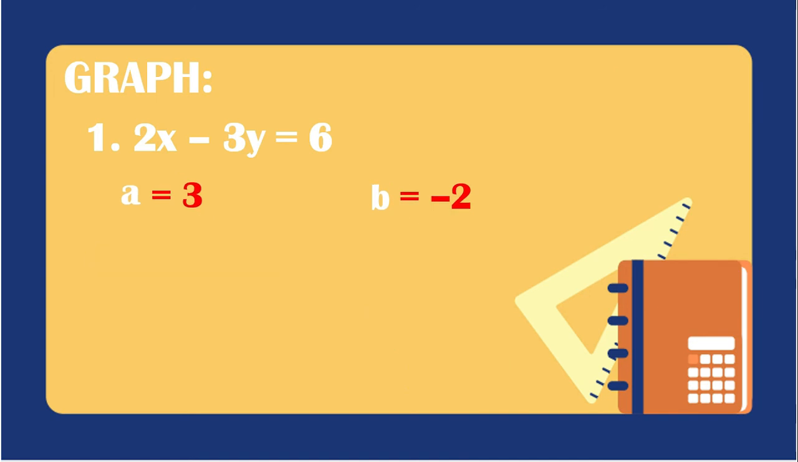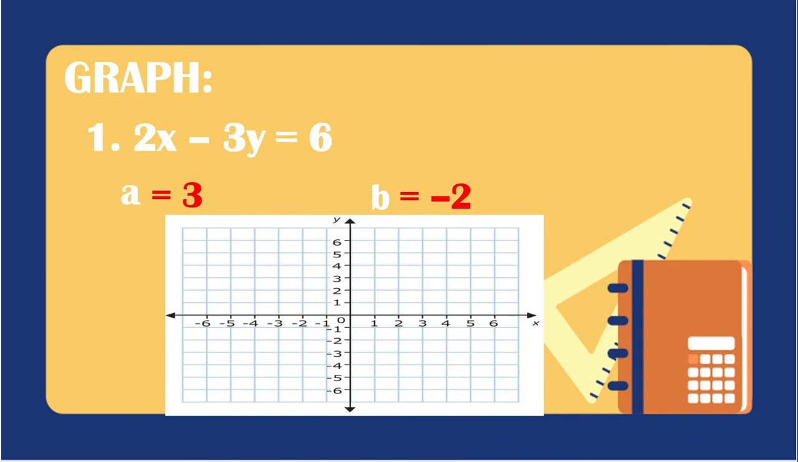Next, we will plot the x and y-intercept in the Cartesian plane. The x-intercept can be found on the x-axis, so we have +3 on the right side. And then the y-intercept is located on the y-axis downward because it is negative. So here is the point. Then we will connect the 2 points to have a straight line. So basically, this is the graph of the linear equation.